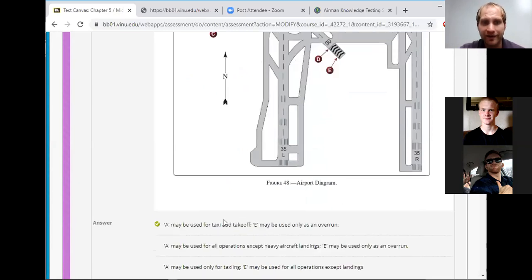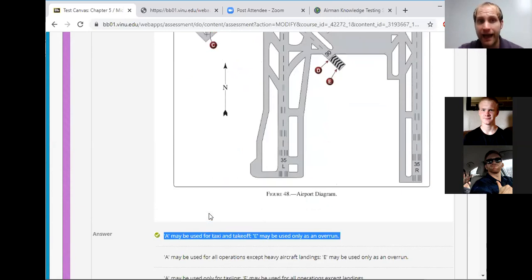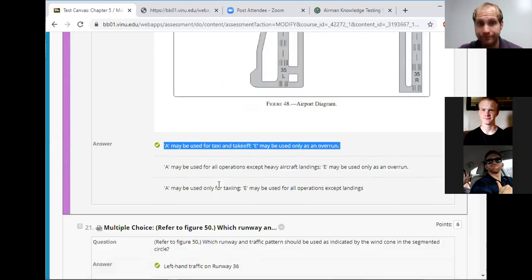So the answer choice A may be used for taxi and takeoff. Echo may be used only as an overrun. So only in an emergency would you ever let your aircraft wheels get onto the chevrons. But A, the arrows, yes, we could use that for takeoff. We could use that for taxi.